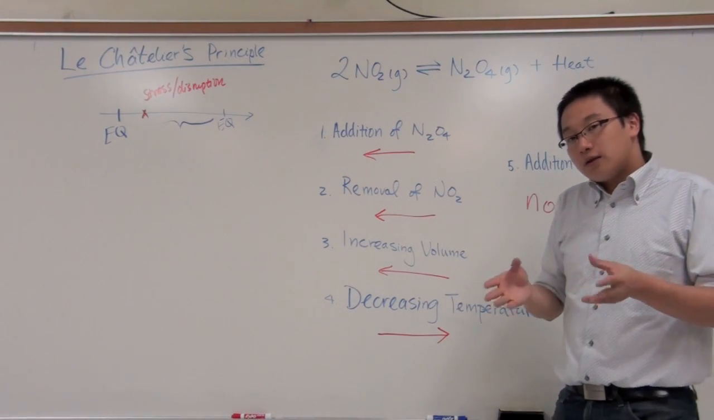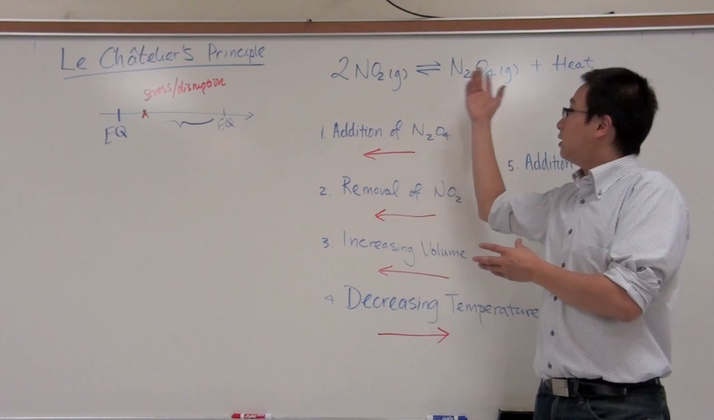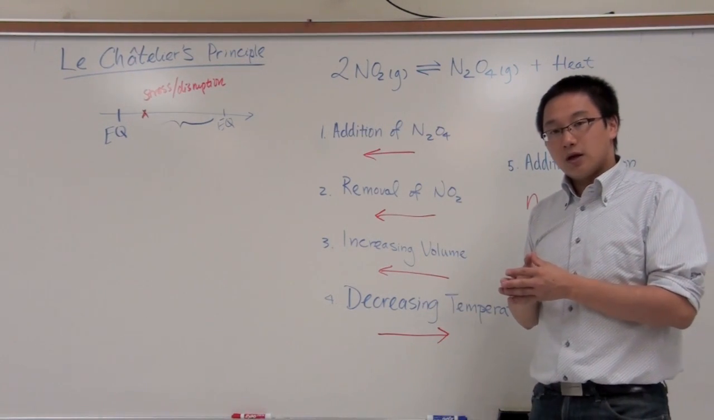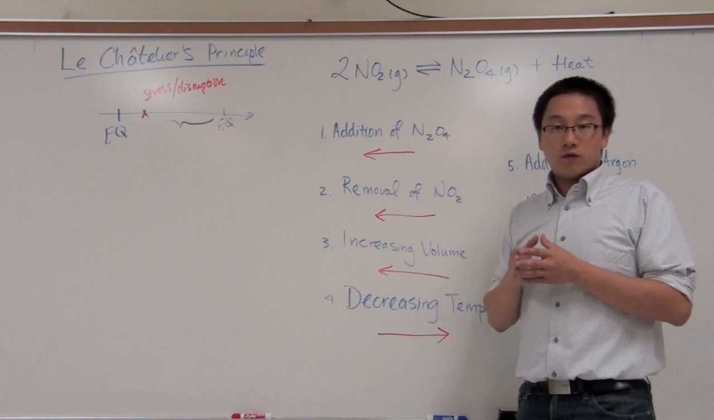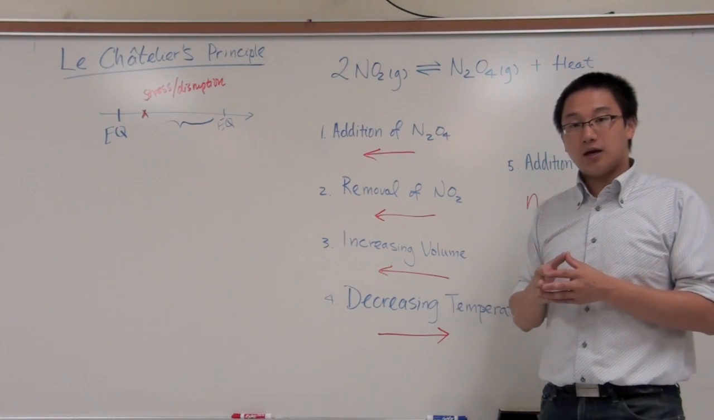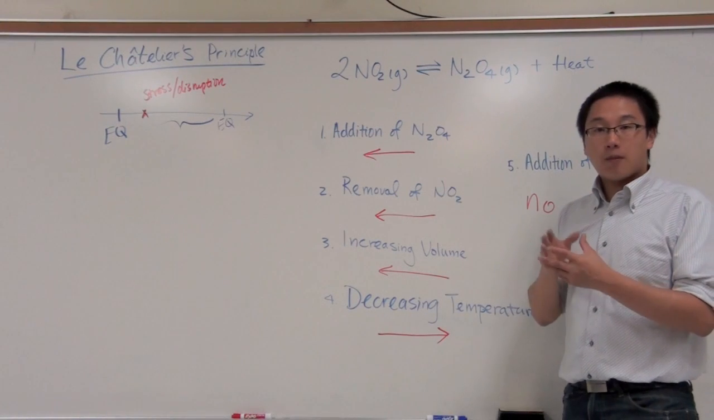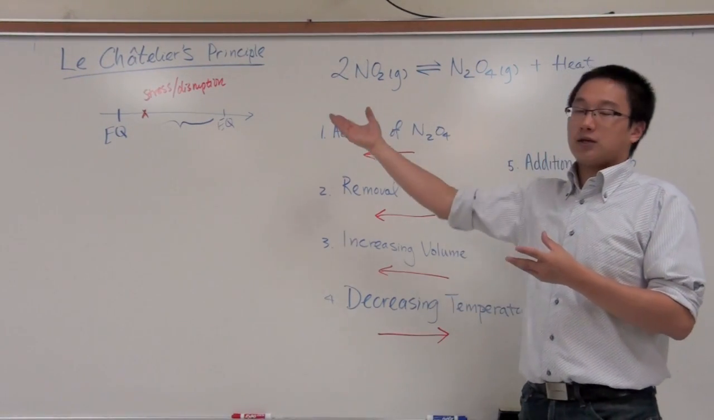So the major thing that you have to understand is the direction of the shift in the equilibrium process. So hopefully you understand the logic, and if you still don't understand, I would suggest you look at this tutorial again, and so you would have a better concept of Le Chatelier's principle.